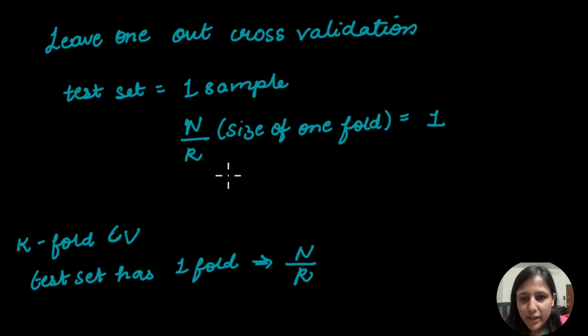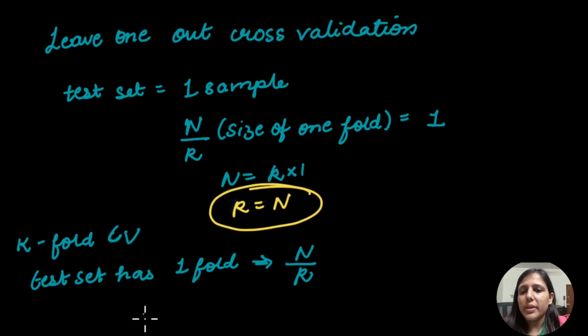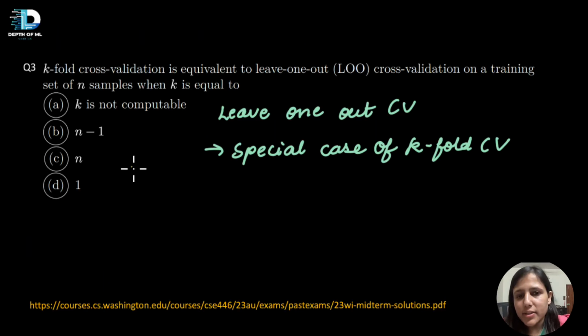So what is the value of k? This says k is actually equal to n. So however many data points there are in your data set, if you take that as your k, you are doing leave one out cross validation. Okay, so this is the right answer.